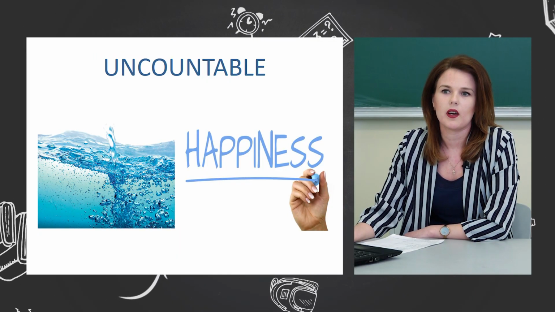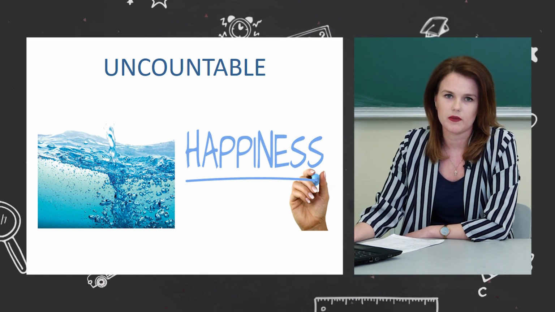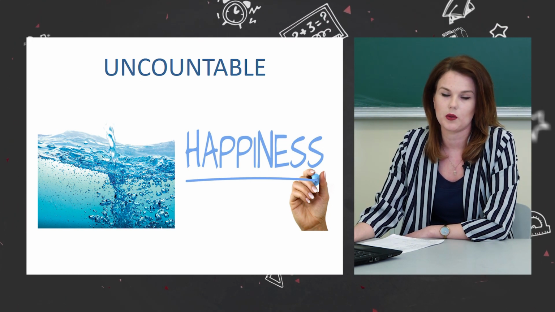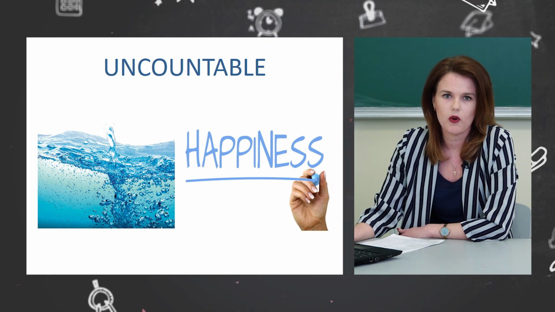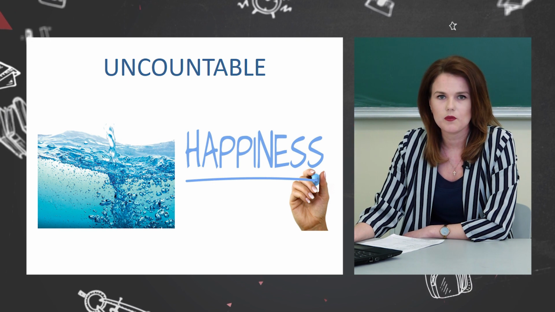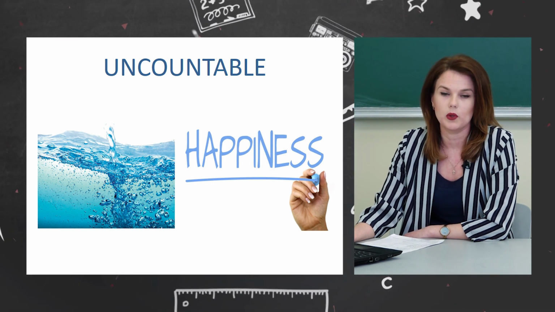Uncountable noun – неисчисляемое существительное, то есть то существительное, которое вы посчитать не можете. We cannot say 2 water or 4 happiness, for example. These words don't have the plural form.